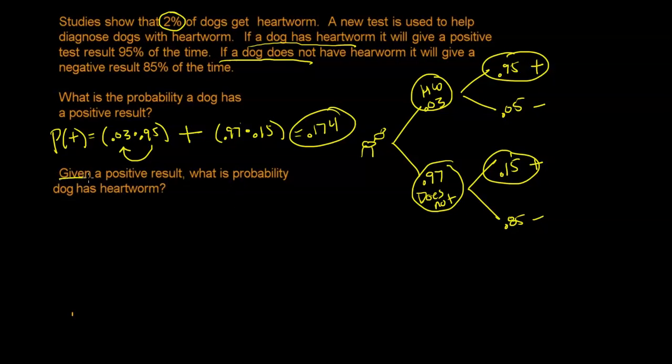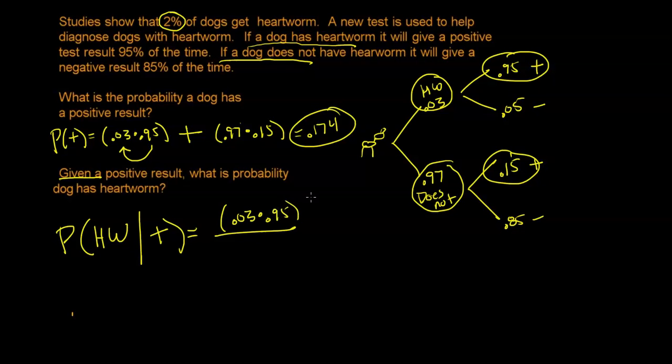All right, now we have a given. Now we need to use our great conditional rule. All right, given a positive result, what's the probability a dog has heartworm? So we want to find the probability a dog has heartworm given that there's a positive result. Remember, the conditional formula on top goes both heartworm and positive result. Well, once again, we know that, right? That's 0.03 times 0.95. And again, where did that come from? That came from the multiplication rule. I took the probability of heartworm, 0.03, multiplied by the probability of getting a positive result, given that you have heartworm. Well, that's exactly what the 95% was.